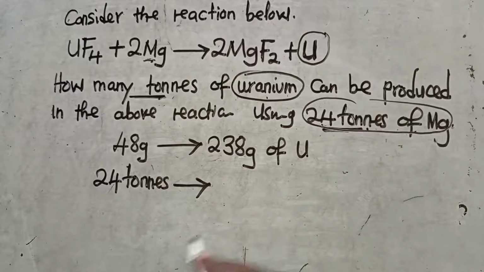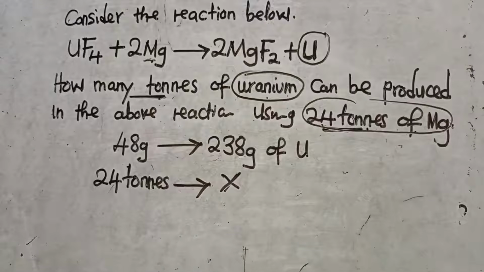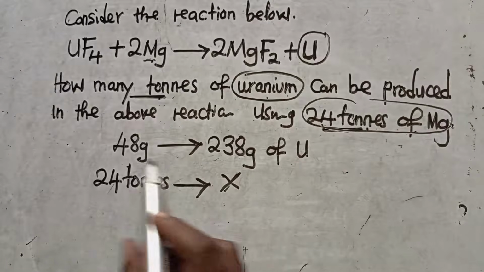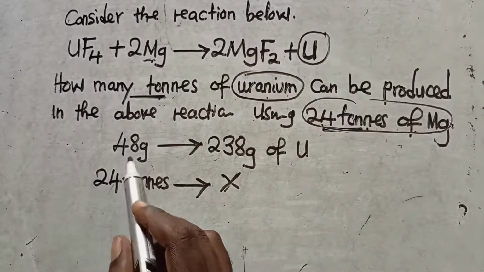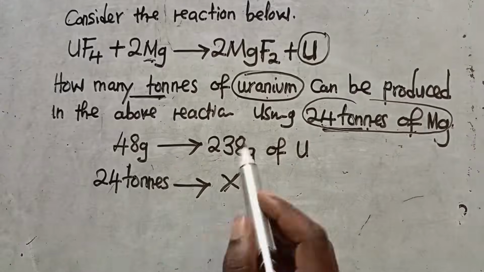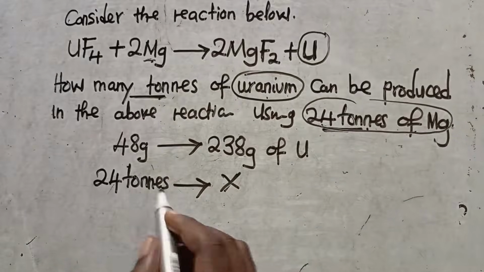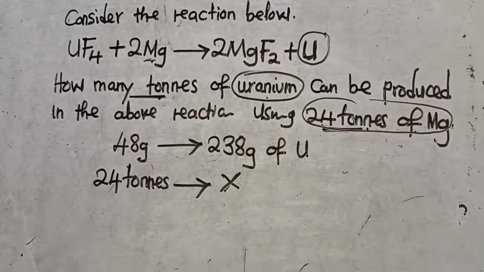Just answer according to what you're given. You put X there. This is what you're going to do. You know that this one is going to be multiplied by that one. Somewhere you are going to divide this one by the product of that, where this gram and that gram will be cancelled, and we are just going to remain with tons.